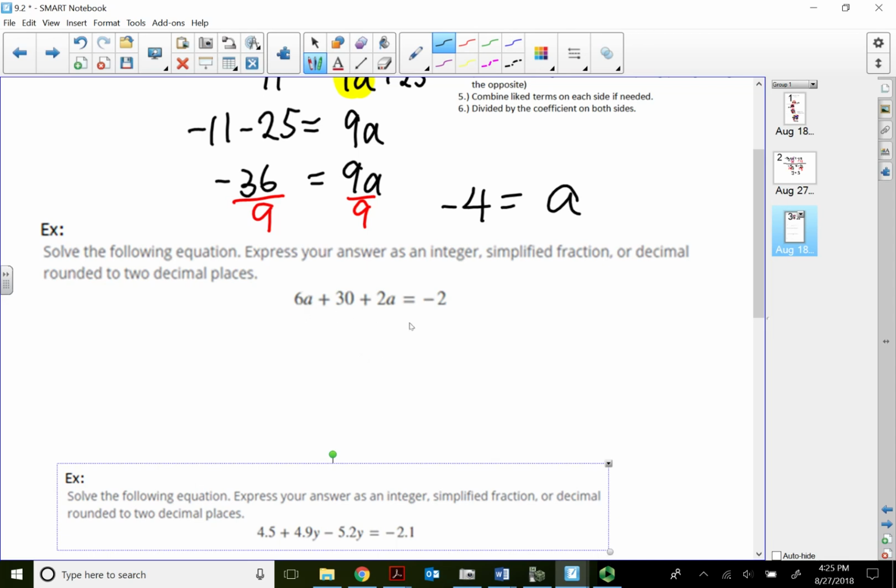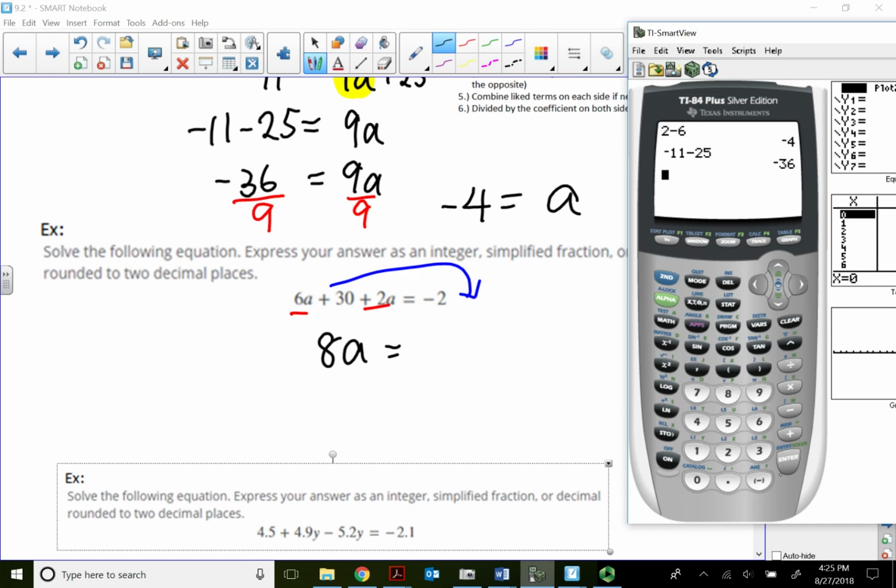Once you identify terms and notice there's no distribution involved, then we can quickly combine like terms. So that gives me 8x. And it's positive, so I'm going to make my variable term stay on this side. At the same time, I can move my positive 30 over. Once a positive 30 moves over, it becomes negative.